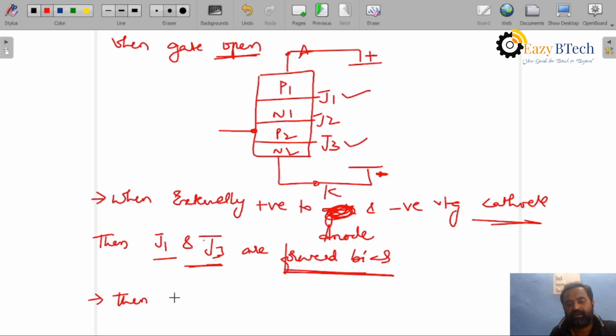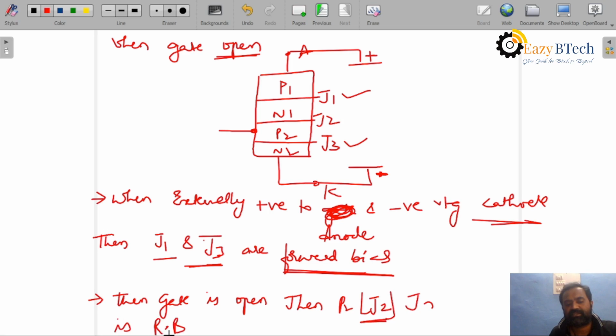And the gate is open. Then J2 junction is reverse biased. J1 is forward biased and J3 is forward biased due to the polarities applied externally to the anode and cathode terminals. J1 and J3 forward bias, J2 reverse bias, so no current will flow.